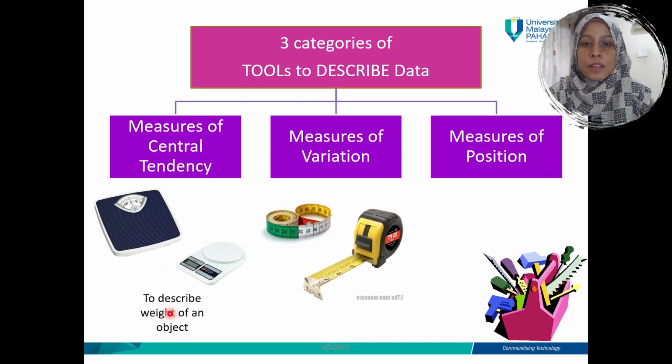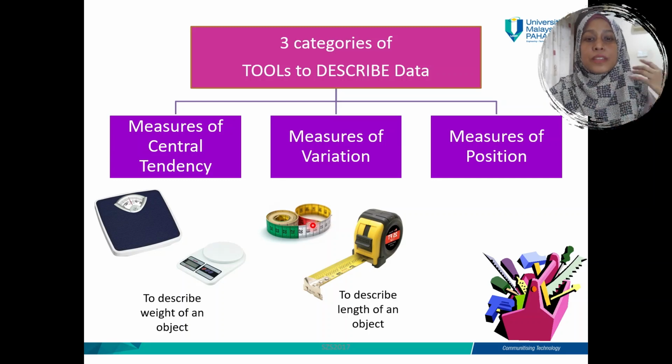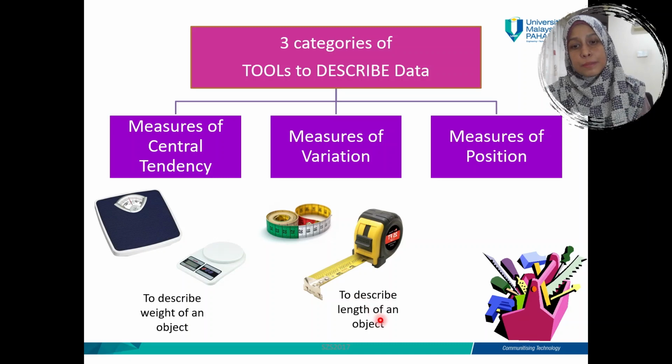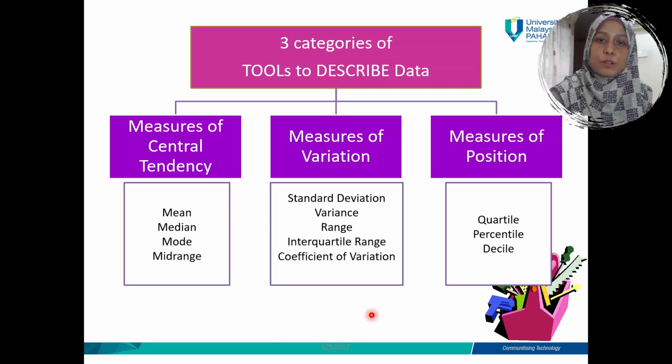Another example, a measuring tape. This is a measuring tape, this is also a measuring tape. Both are measuring tapes, even though they're used in different conditions, but both are used for what? Both are used to measure length. Yes, these tools are used to describe length of an object. Get it? So different tools have different functions. Different tools describe different aspects of an object. This tool describes weight, these tools describe length. So same goes to data.